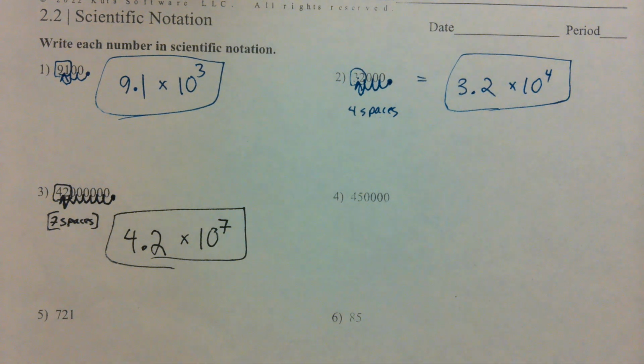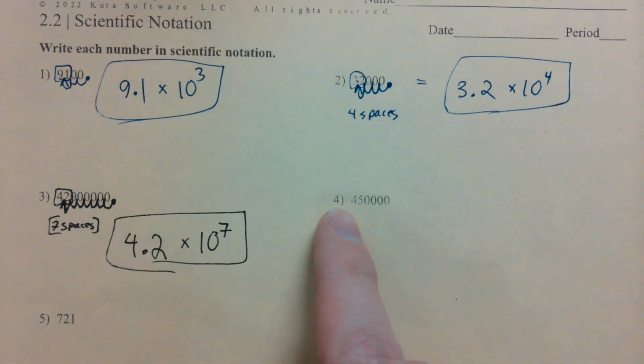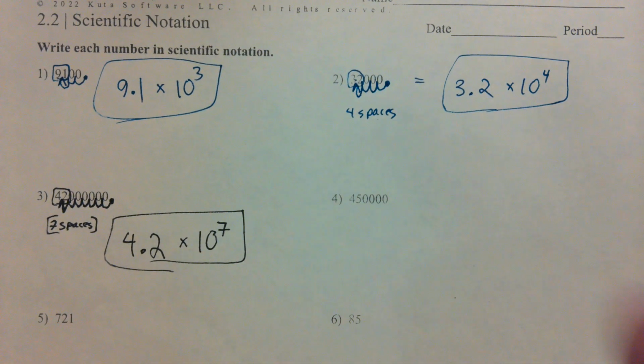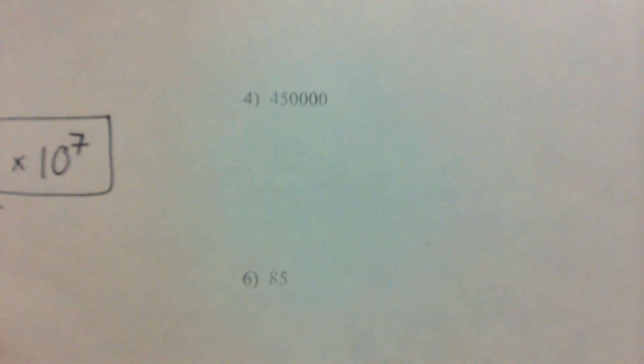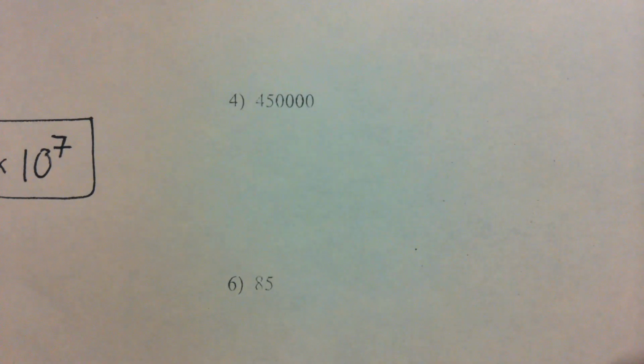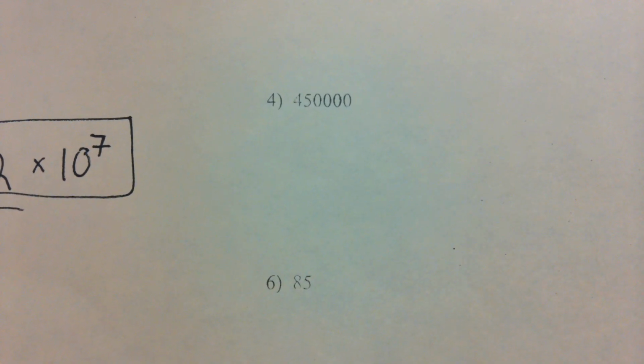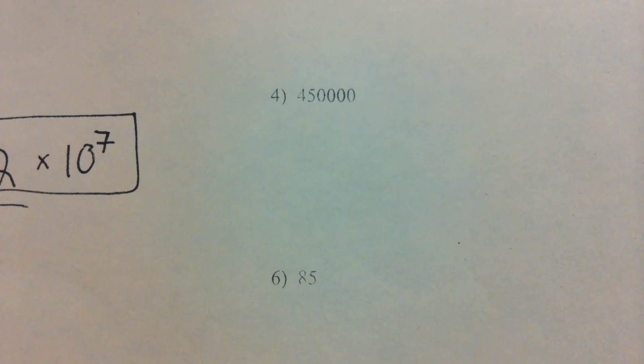Review a little bit here. When we are converting from standard notation to scientific notation, the first thing we need to do is figure out where our decimal's at. Before we even start to figure out where we're going to move it, we have to figure out where it's at.